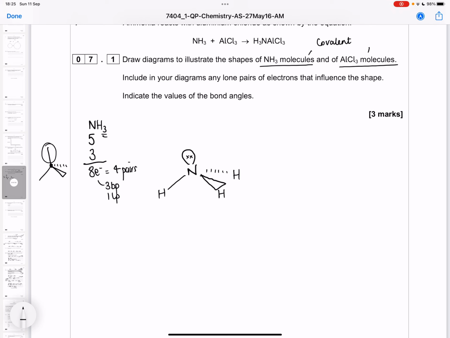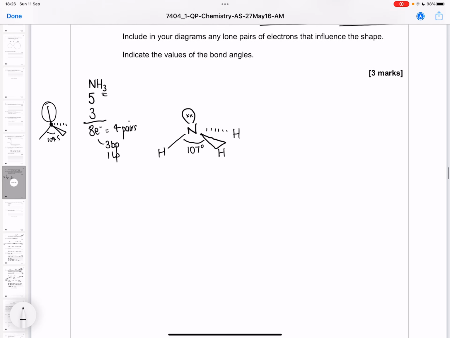We want to indicate the value of bond angle. Make sure you do that between 2 bonds. So I'm going to draw it from here to here because these are a pair of bonds, and in a tetrahedral we would have 109.5, but remember, because one of them is a lone pair, we squash that down by 2.5 degrees, so we're going for 107 degrees. It's our pyramidal shape.